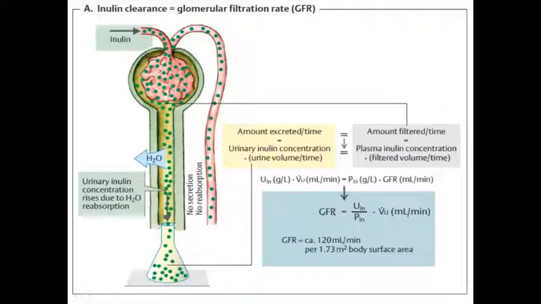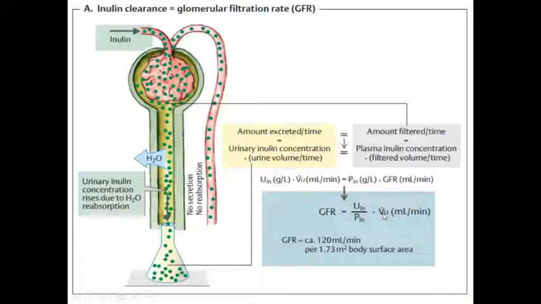So if you know the amount or concentration of inulin that you are giving to this particular patient, and then you collect your blood sample and measure the concentration of inulin in it, it means you now have the concentration of inulin in plasma. Then you collect urine for a period of 24 hours and measure the concentration of inulin in that urine. Then you multiply it by the urine flow, which is given in mils per minute.